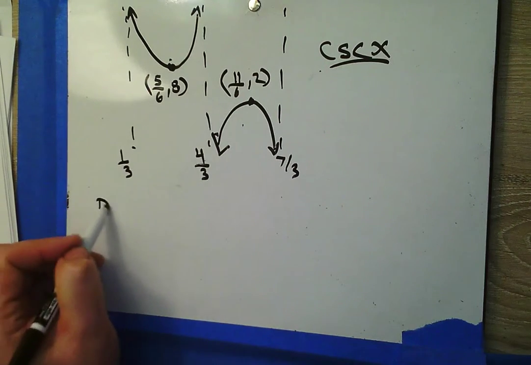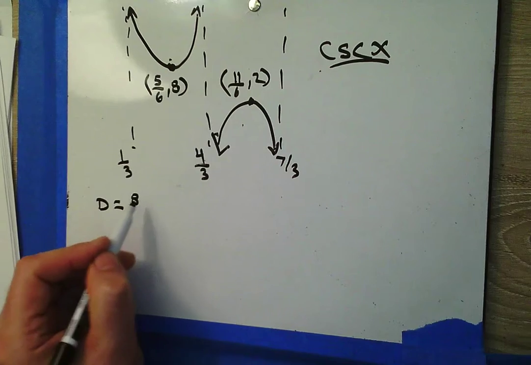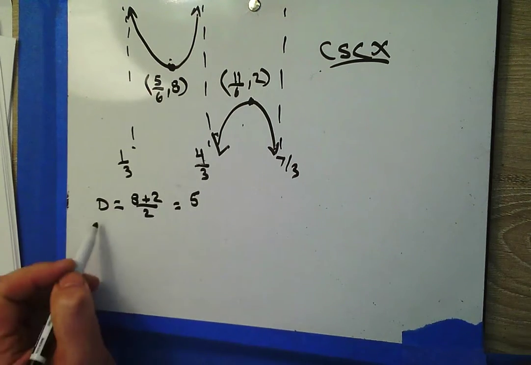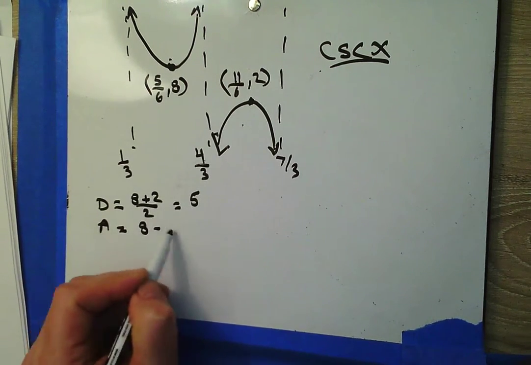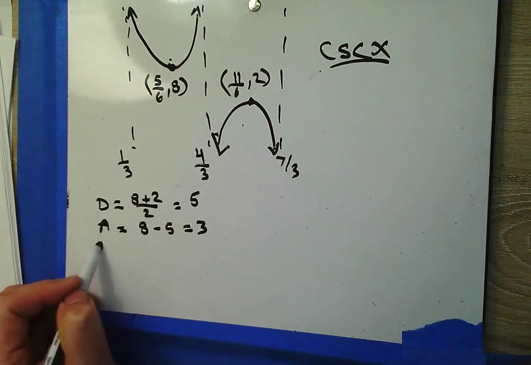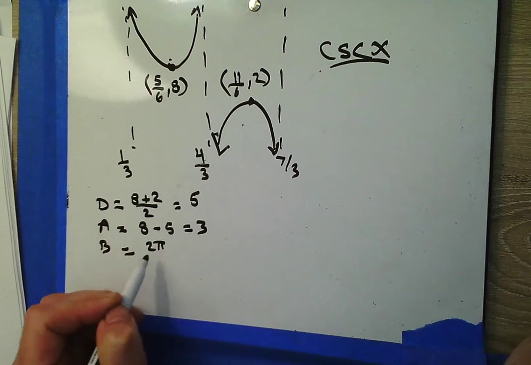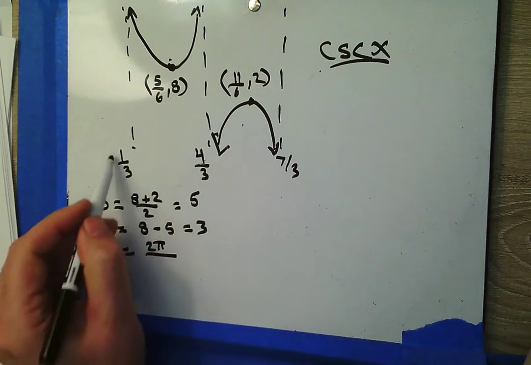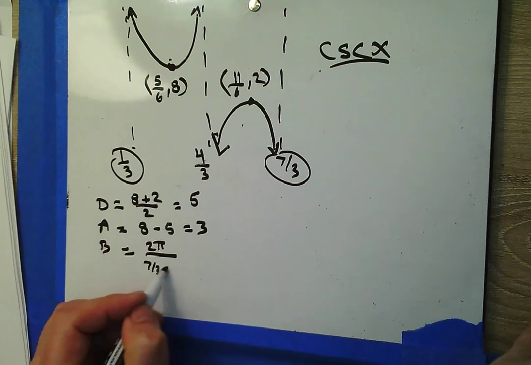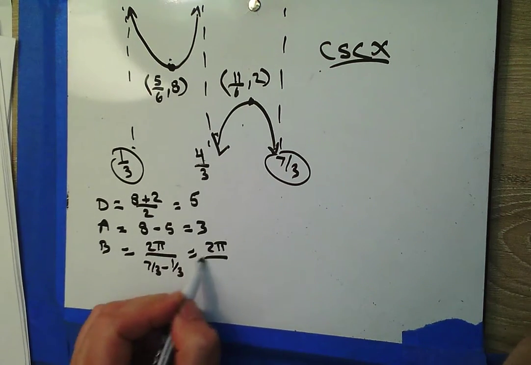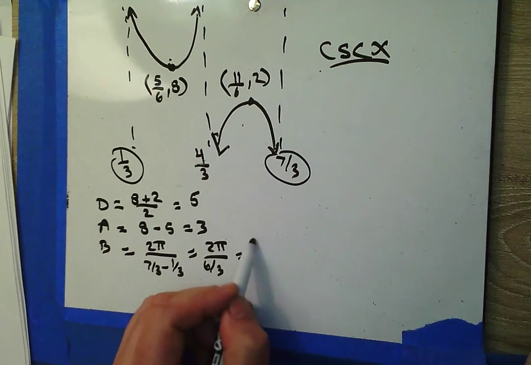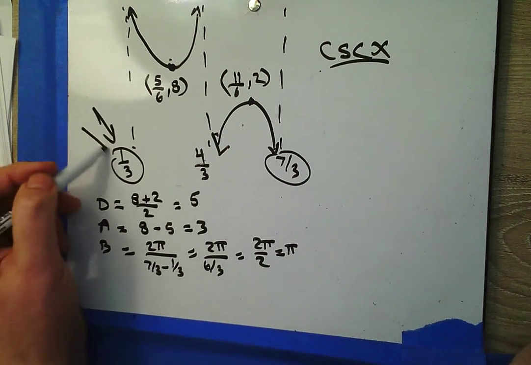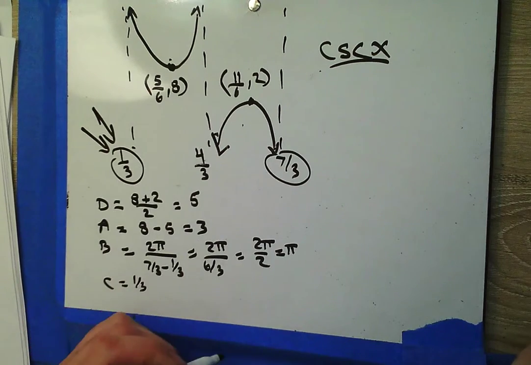Okay, so d value is going to be the average of those high and low y values, which is 5. And our a value is going to be our high y minus d, or 3. Our b value is 2 pi over the period, and the period goes from 1/3 to 7/3, so 7/3 minus 1/3, 2 pi over 6/3, which is 2 pi over 2, or pi. Our b value is pi. And here's my starting x value, so c equals 1/3.